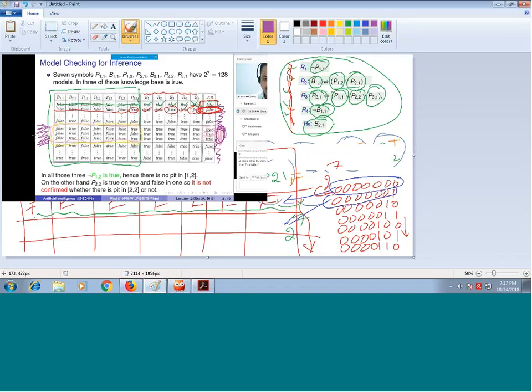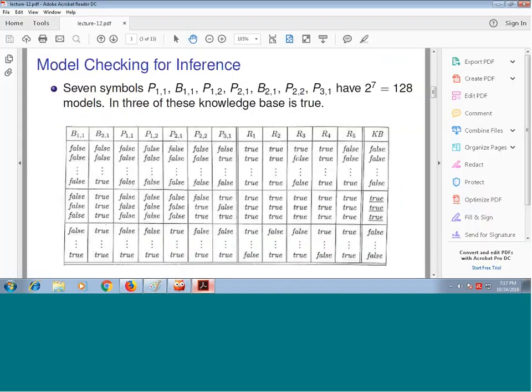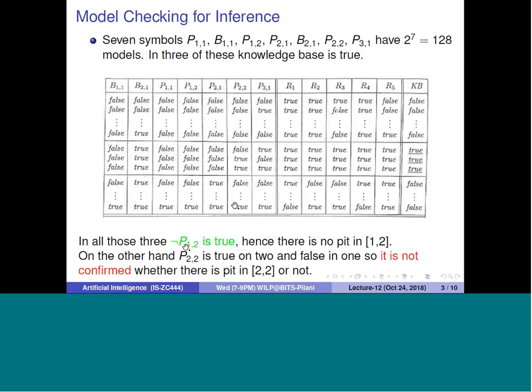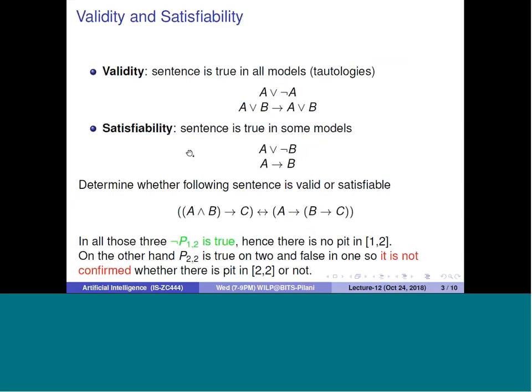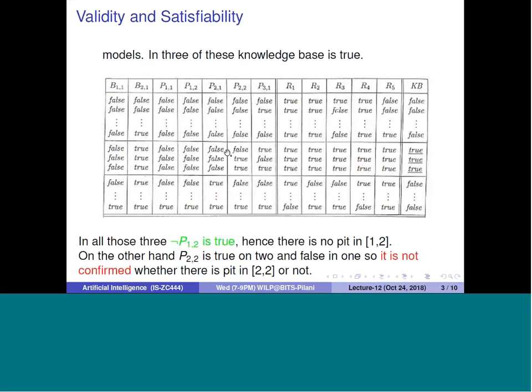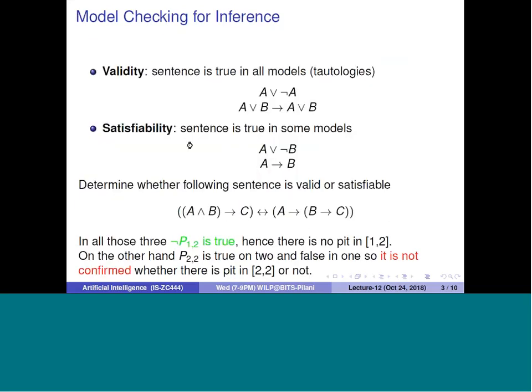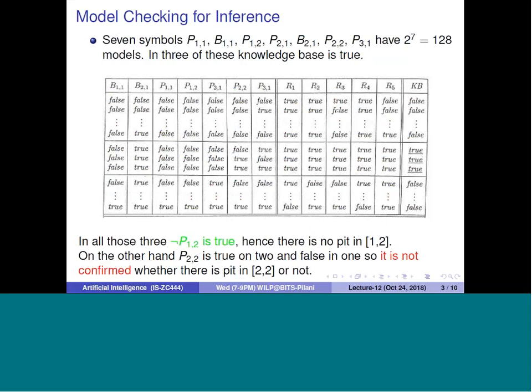So if you just analyze these rules, you can see one thing: P12. What is the value of P12 in all these three cases? You see false. Okay, P12 is false, which means not P12 is true.